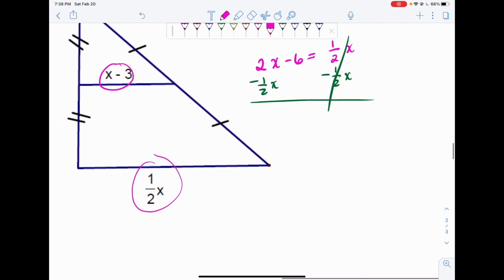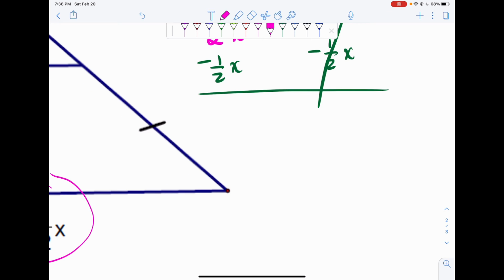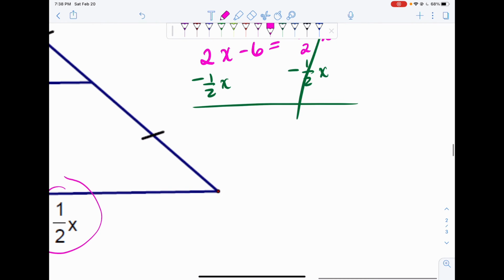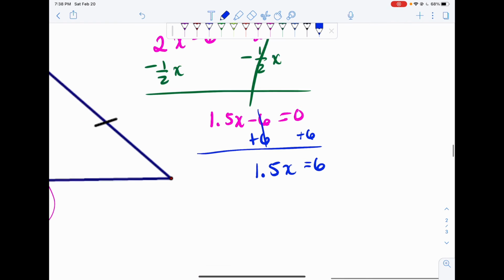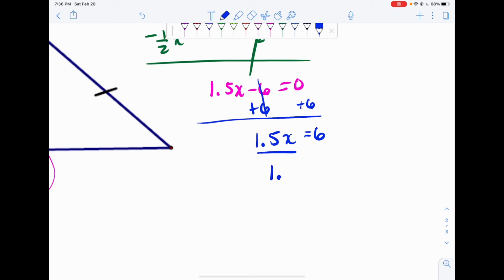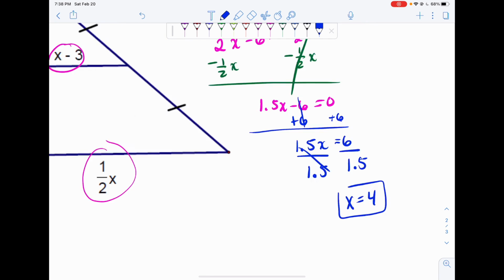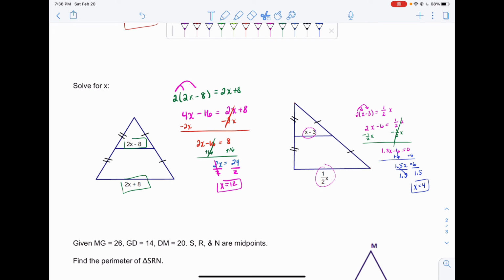And I get 2x minus 1/2 x, which is 1.5x. So I get 1.5x minus 6 equals 0. I now need to ask myself, how do I get rid of that minus 6? Add 6. So I get 1.5x equals 6. Got to get rid of that 1.5, so divide by 1.5. And I get x is equal to 4. And that's my final answer.